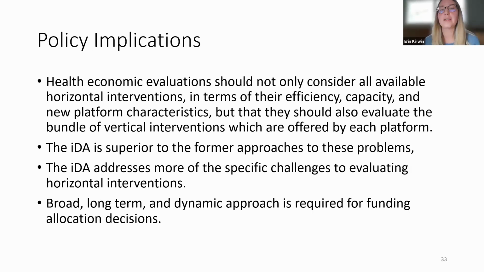So in terms of what the diagonal approach equation means for policymakers, I think there's a few takeaways. One is that the dynamic example highlights that outcomes cannot be maximized unless all vertical and horizontal interventions are considered simultaneously for budget allocation decisions. The example also shows that the diagonal approach will achieve better outcomes than stepwise algorithms like suggested by Hauck et al. We also know that by design, the diagonal approach is better at addressing the challenges related to evaluating horizontal interventions. And finally, it's clear that the optimal outcomes are achieved when a broad, long-term, and dynamic approach is implemented.